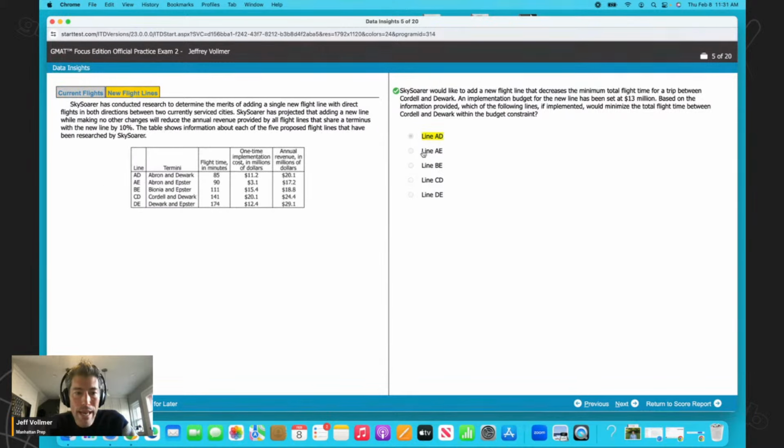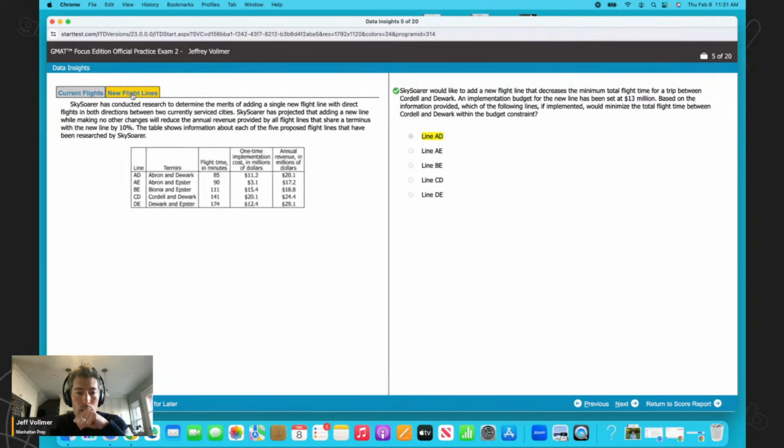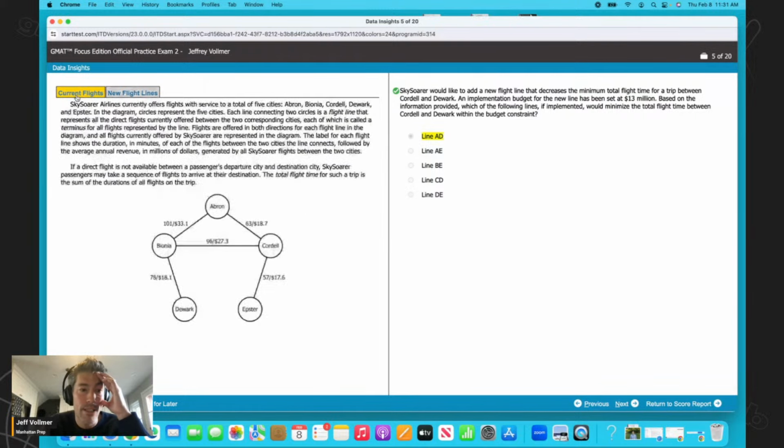Which ones do it? Does AE decrease that? AE 63 plus 57. Oh, that is 120. AE would take 90. What am I doing here? Am I even doing this right? Oh, because we're doing a CD. Yeah, we're adding CD. I'm just an idiot here. We add CD. Does that reduce?